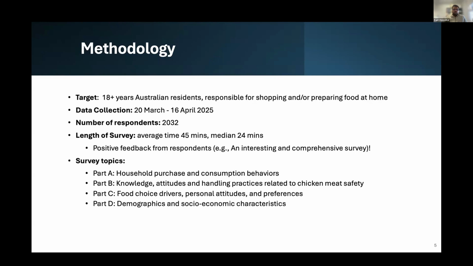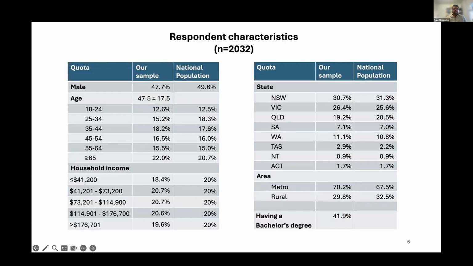The survey basically had 4 different areas. The first was household purchase and consumption behaviors, then knowledge and attitudes, then food choice drivers, and the fourth was demographic and socioeconomic characteristics of the population. Just to go through the respondent characteristics and the spread, here is the spread of males and females, the natural population and age groups in front of you, and the average household income of the respondents. For doing any survey, we obviously have to balance that. For national surveys, we have to balance it according to the population, representative of the state population.